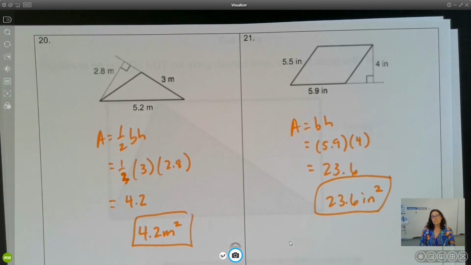So these really should have been a review of elementary school. Maybe the trapezoid might be new, but you really should have had some experience with area of a parallelogram, rectangle, and a triangle. Okay, thanks guys.